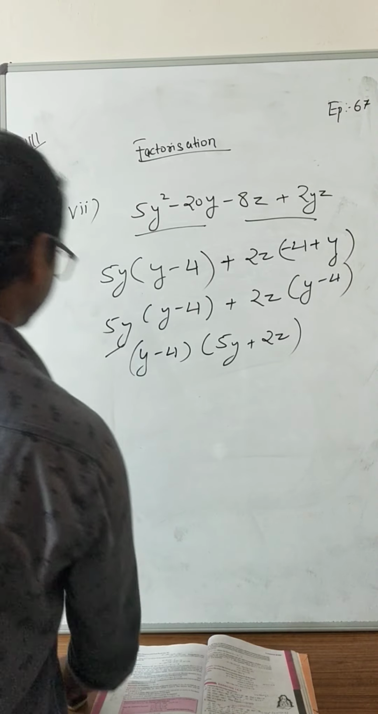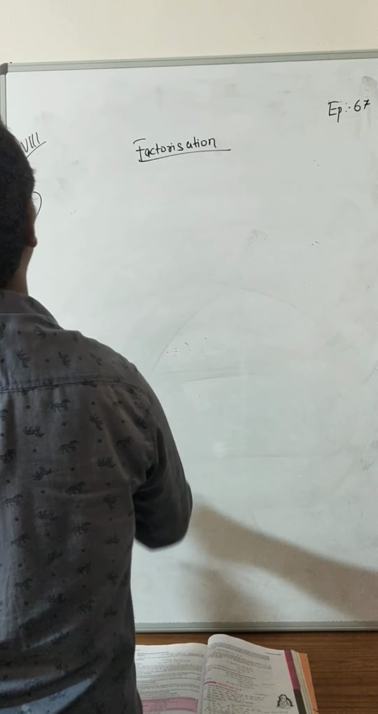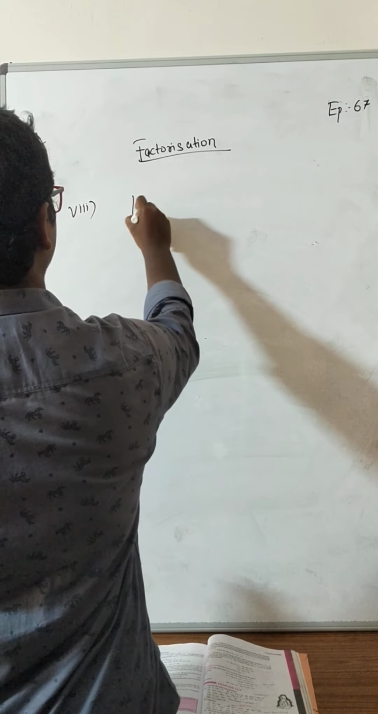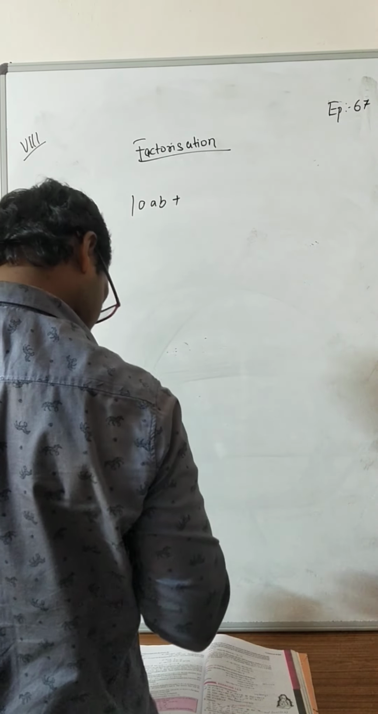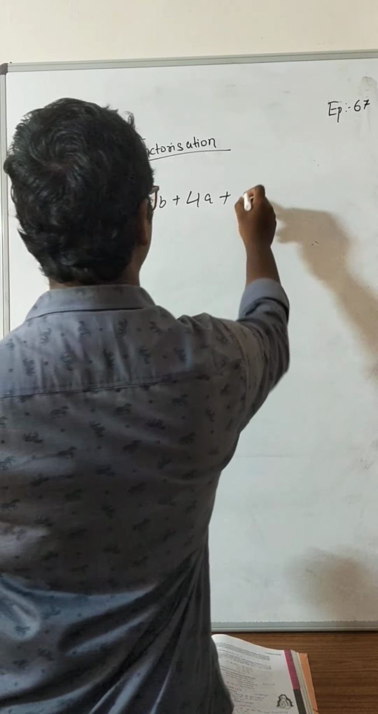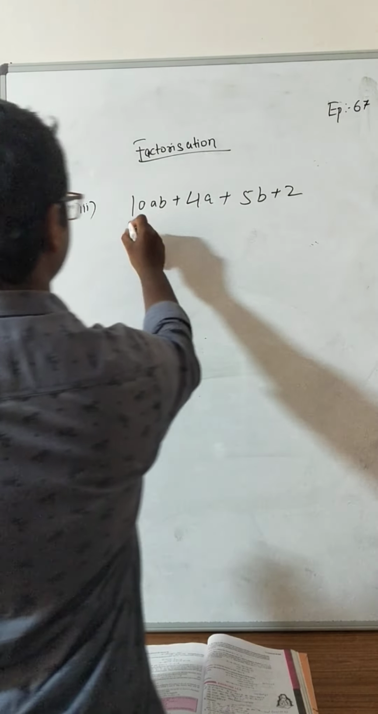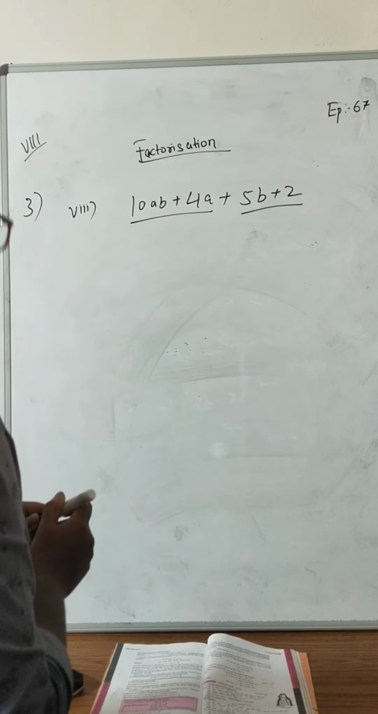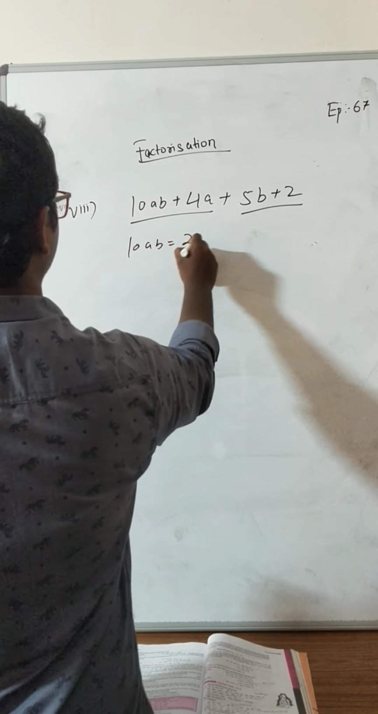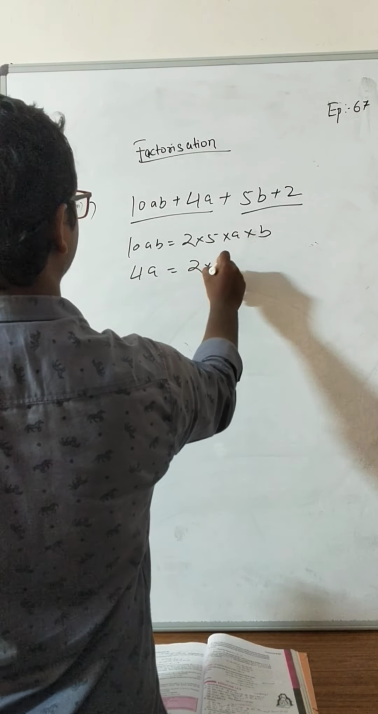Okay, now look at the 8th one. The 8th one is 10ab plus 4a plus 5b plus 2. Here I am going to take this 2 term and this 2 term. Okay, so here what we can take as common is 10ab is nothing but 2 into 5 into a into b. 4a can be written as 2 into 2 into a.